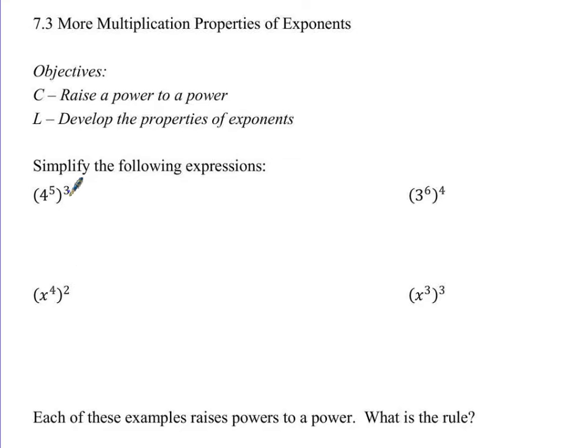So in this case, I'm multiplying 4 to the 5th times itself. How many times? 3 times. So I'm going to write that out as 4 to the 5th times 4 to the 5th times 4 to the 5th. These are all like bases. 4, 4, 4. Those are all like bases, and we're multiplying those together. How do I handle multiplying like bases? We add the exponents. So 5 plus 5 plus 5 is 15. So this actually turns into 4 to the 15th power.